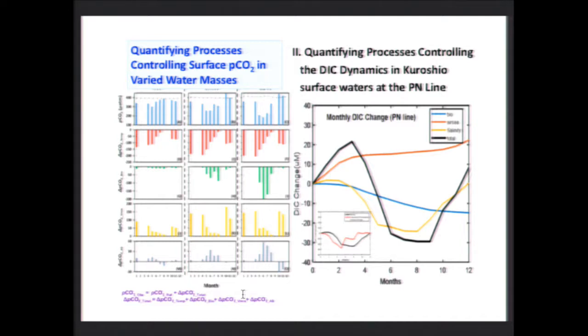And here I actually show that the salinity difference, which is caused by evaporation and precipitation, is also playing an important role in changing the DIC in a seasonal change. So maybe salinity change is also playing a large role other than temperature and biological uptake in the East China Sea.